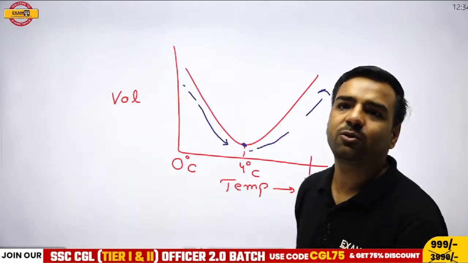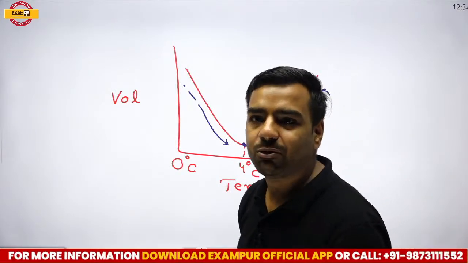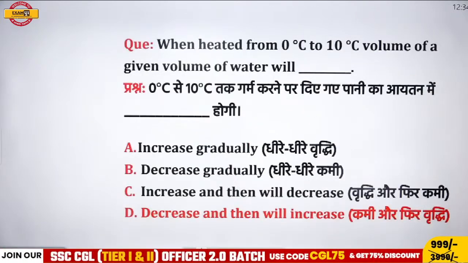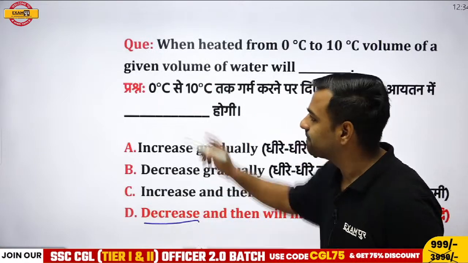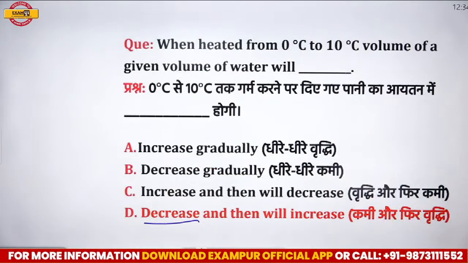Some of you are with C, some of you are with D. Vikram and UPSC lover, both of you are going with D and that's absolutely correct. If I go with option number D, what is going to happen? First of all, it is decreasing and then it is increasing. So that's why option number D is going to be the correct answer.